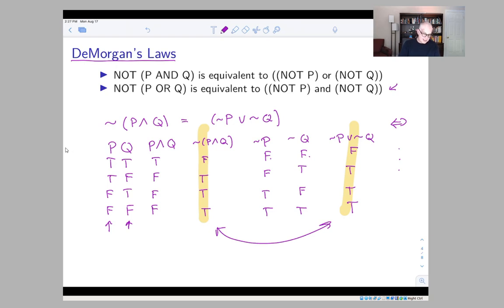What it says is that not (P or Q) is the same as not P and not Q. So this is kind of like a distributive law. Not distributes over an AND or an OR, but it changes the OR into an AND and the AND into an OR. Those are called De Morgan's laws.